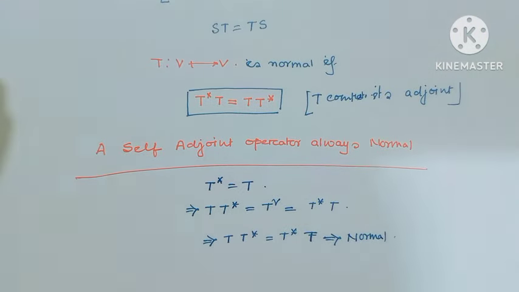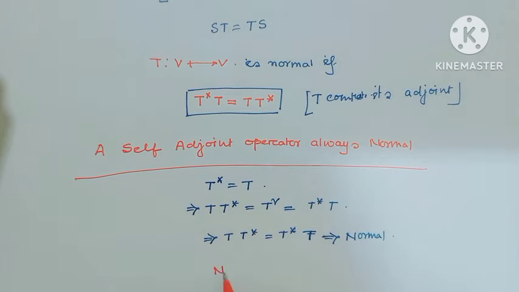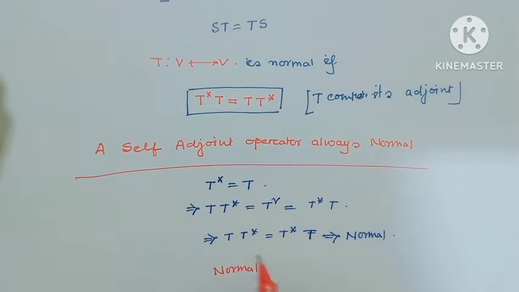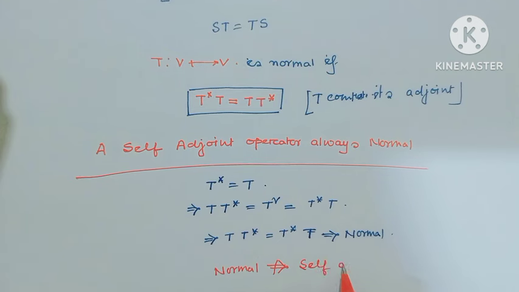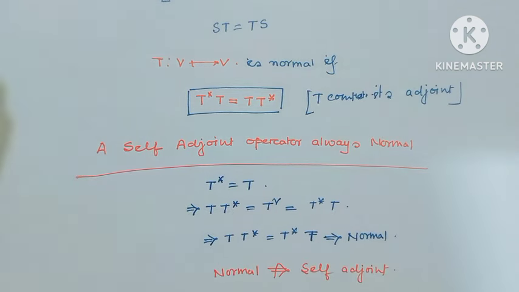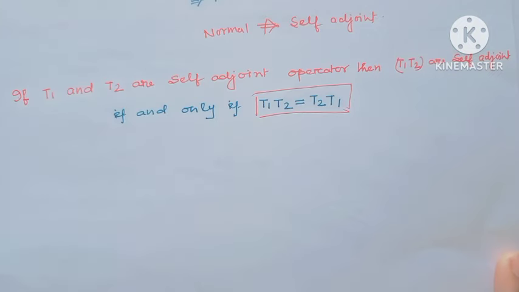But normal does not always imply self-adjoint. A few minutes later I will show this. Next, if T1 and T2 are self-adjoint operators, then T1 T2 is self-adjoint if and only if T1 T2 equals T2 T1.